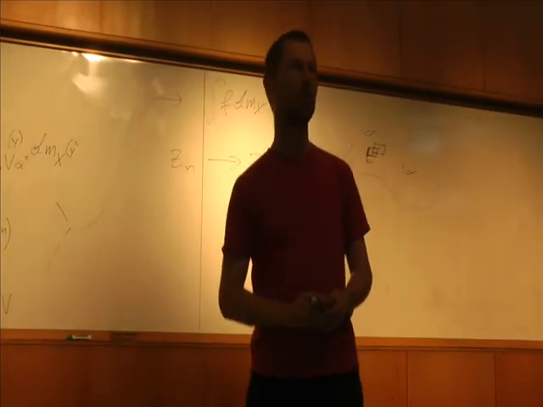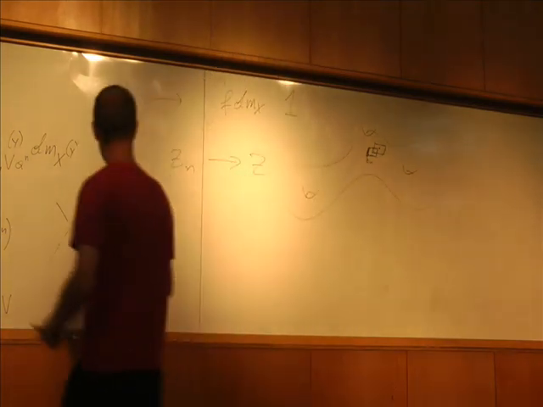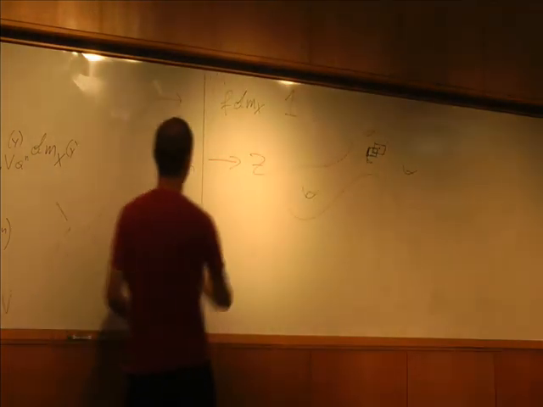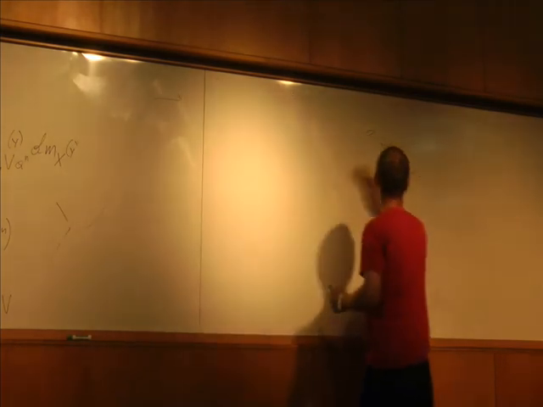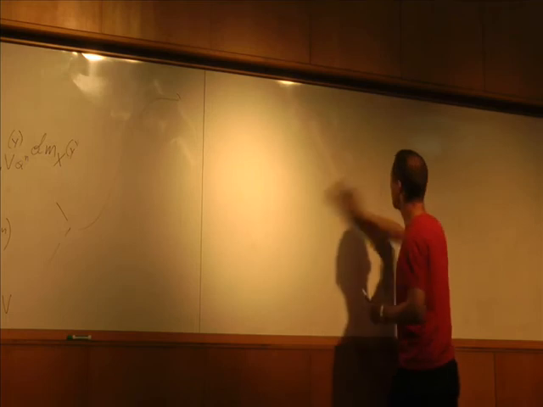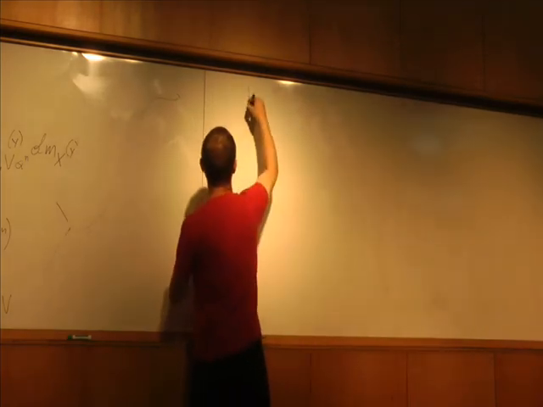So let's prove Dani's theorem. Dani's theorem says if we have a non-compact quotient, the quotient by SL2 Z, then there are only two types of measures.